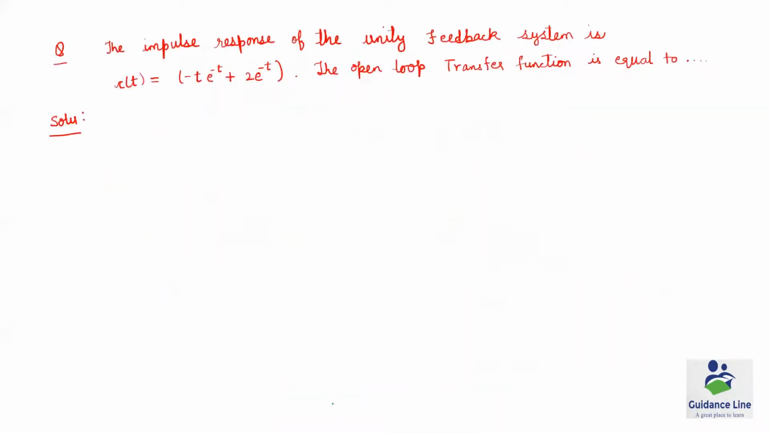Next numerical, if I look at it, is based on the transfer function. Now you can see we have been given the impulse response of a unity feedback system. It is given as c(t) equals minus t e^(-t) plus 2 e^(-t). Now you have to find the open loop transfer function.